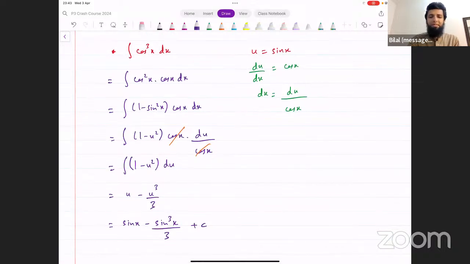Okay, so it's almost exactly the same process. There is nothing different, right? Make sense? That's how cos cube x is integrated.